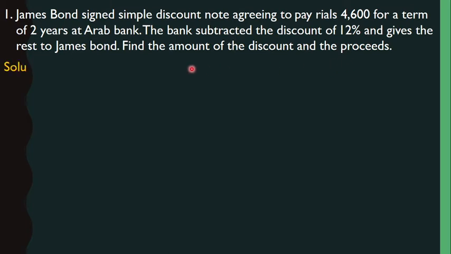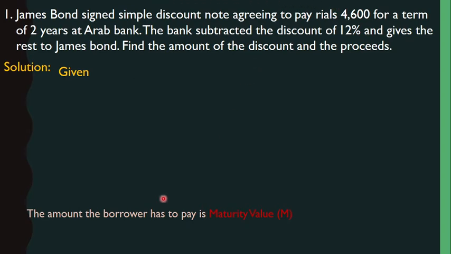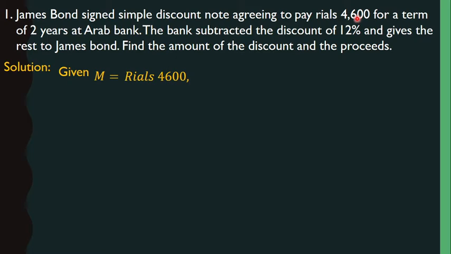Now, first you write what is given in the question. Given is 4,600 riyals. This is the amount he has to pay back to the bank. The amount the borrower has to pay is the maturity value. So given in the question is M, which is 4,600 riyals, for a term of 2 years, meaning T is given, the duration of the loan, which is 2 years, and he has given the discount rate. Discount rate is how much? 12%. This percentage you have to convert into decimal. Divide it by 100. So 12 by 100 is equal to 0.12.